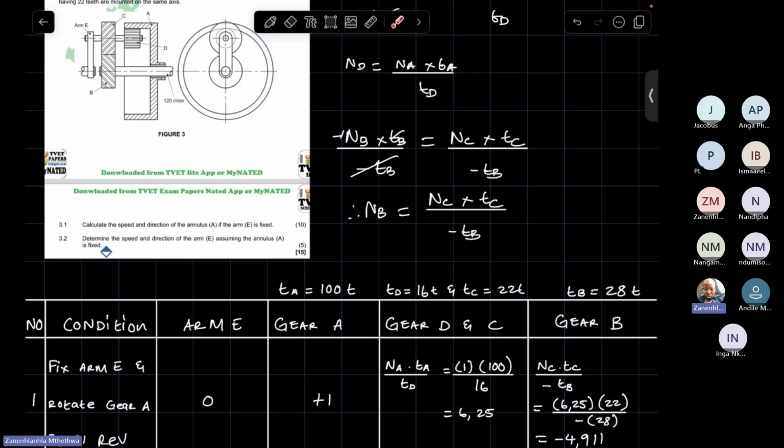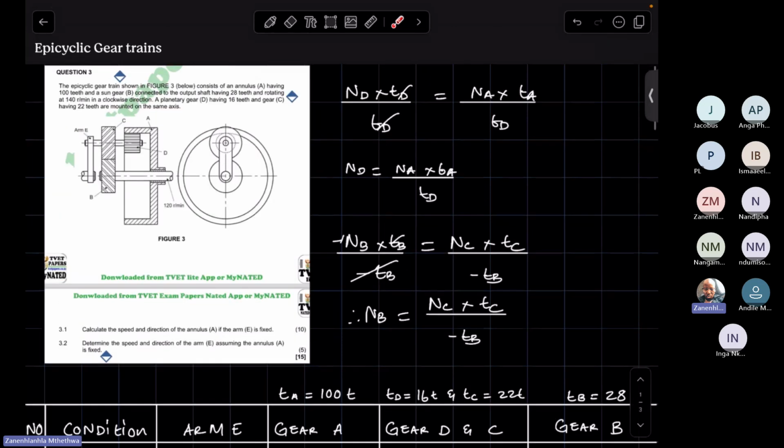If arm E is fixed, it means the arm is not rotating. So at the moment you have two things: what you're looking for, the rotational frequency and direction of rotation of gear A, and one assumption, that arm E is fixed, so the rotational frequency of arm E is zero. So you need one more assumption, which you will get in the statement for sure. Reading the statement: the epicyclic gear train shown in figure 3 consists of an annulus having 100 teeth, sun gear B connected to the output shaft having 28 teeth and rotating at 140 rpm. No need to continue reading, because we already have the third piece.